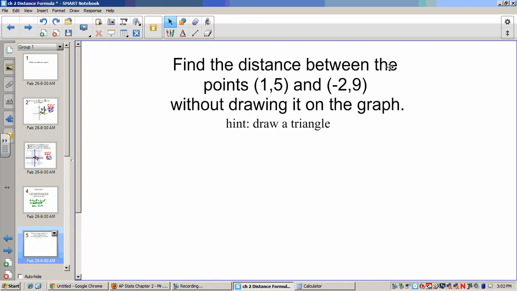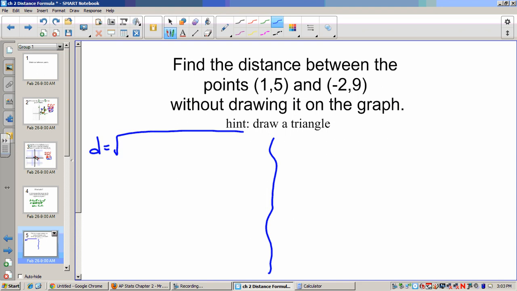Now, find the distance between the points (1, 5) and (-2, 9). Well, I'm going to do two different ways. One, I'm going to use our formula.